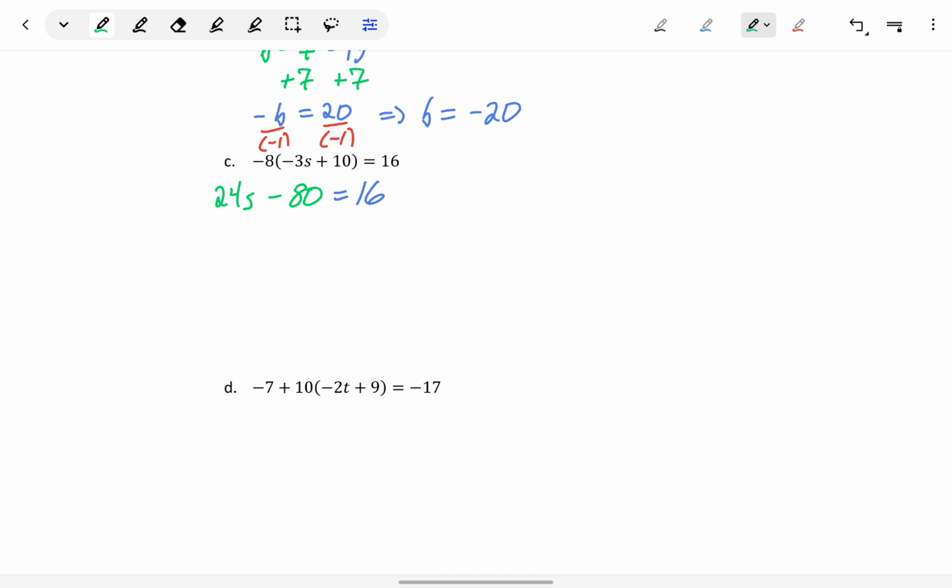All of our variable terms are already on one side of the equation, so we just need to move our constant term of negative 80 to the other side by adding 80 to both sides, leaving us with 24s is equal to 96. We have a coefficient being multiplied by our variable, so we'll divide both sides by 24 to get rid of that, leaving us with s is equal to 96 over 24, which reduces to just 4.